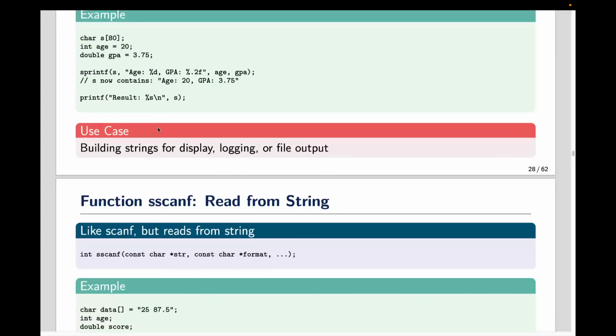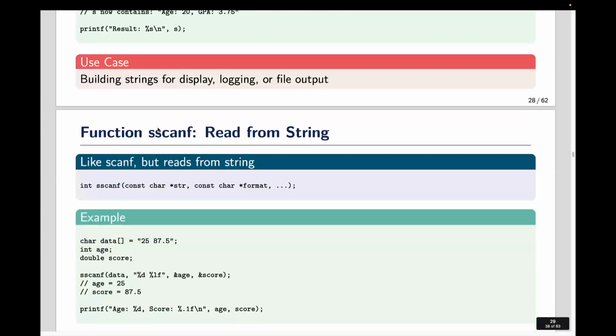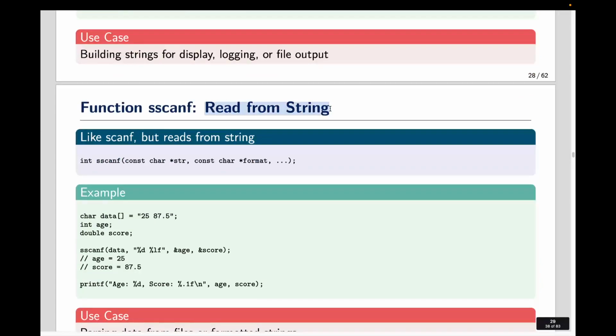Similarly, you have sscanf. So this is going to read from the string. Same thing, you have sscanf, and inside sscanf you have const char str, so you are going to read from a pointer to an array, which is actually going to be a string in this case. And then the same thing, you can have different parameters added. Over here, you can see sscanf is going to read from data, and inside data you have 25 space 87.5.